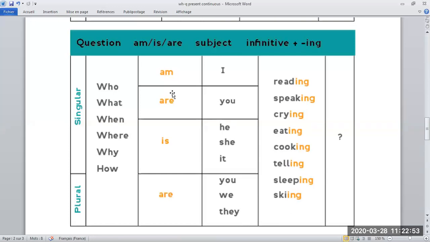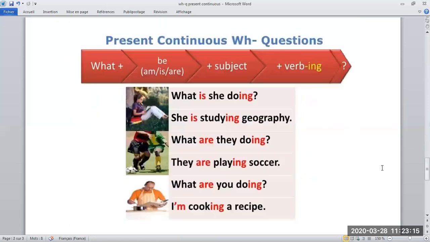So, to recapitulate. We have WH questions. Then we need the verb to be. Then we need the subject. We need the subject plus a verb in infinitive plus ing. Good. Perfect. Then we don't forget the question mark. Don't forget the question mark. Good. Let's have some examples here. Remember, we have WH question, the verb to be, the subject, and the verb plus ing.